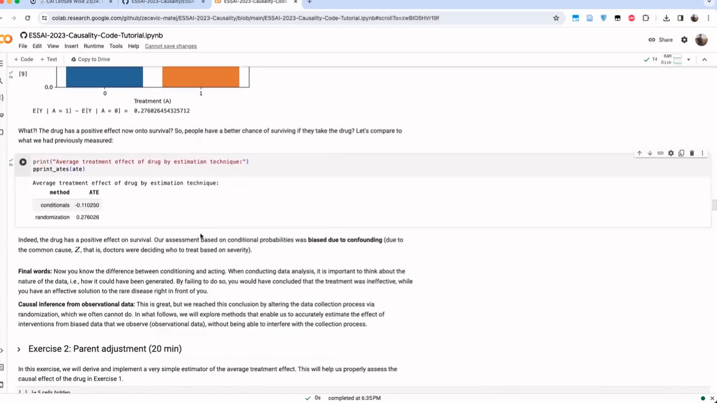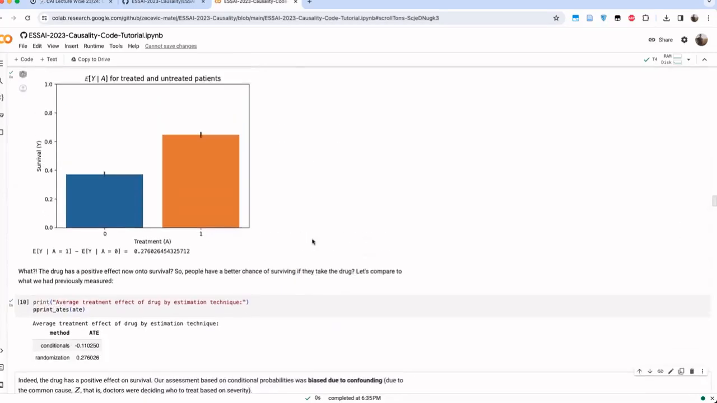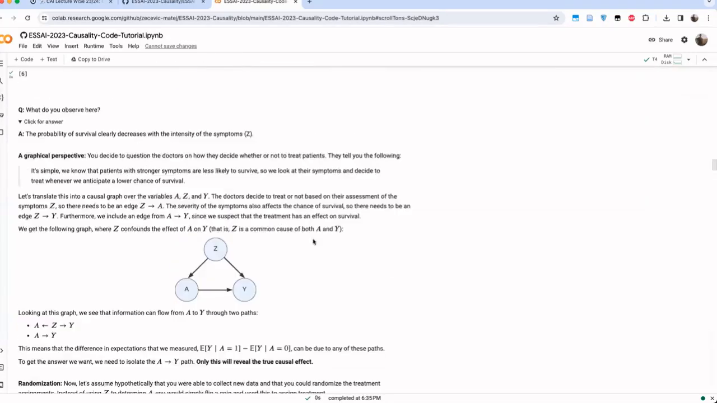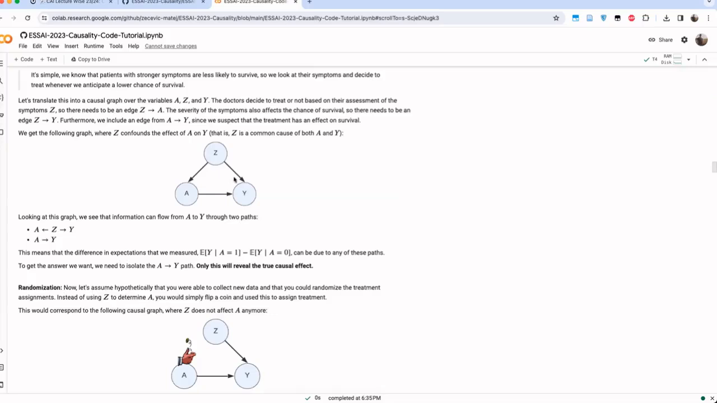So that's really it, right? And so our assessment before that was really just biased because of confounding, right? So if we just go back briefly and have the structure here, Z is the confounder here. And if we were not to observe Z, for instance, then this would typically be called a hidden confounder. Here, Z is observed, so it's not hidden, but it's still a confounder.